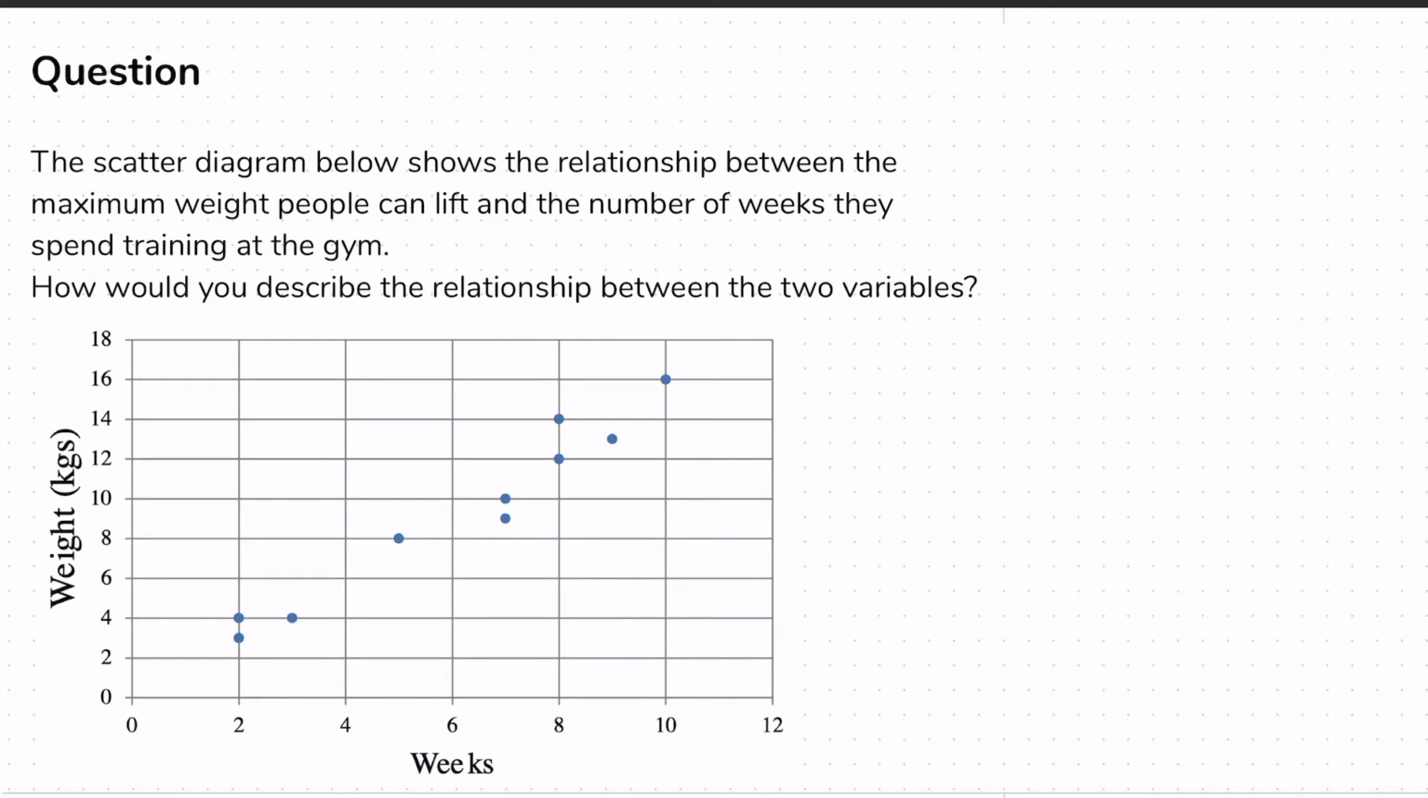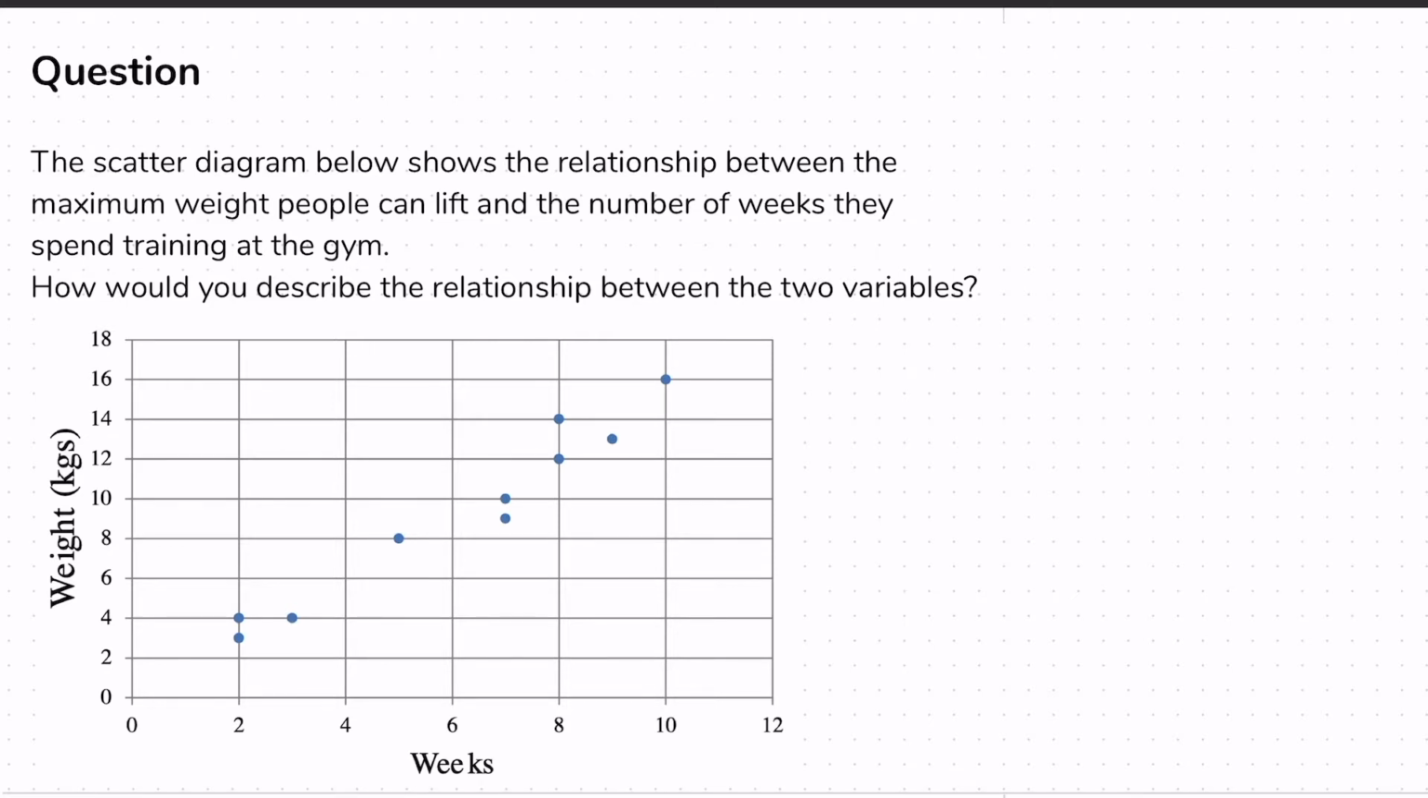So we're given a scatter plot below, where we're looking at finding a relationship between the number of weeks we attend the gym and the amount of weight, the maximum weight that people can lift at the gym. Now, there are a couple of things that we can pay attention to.